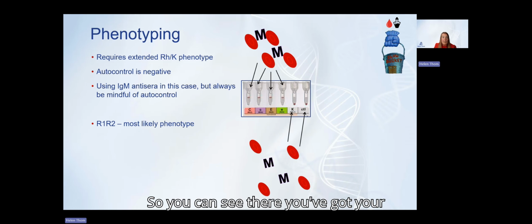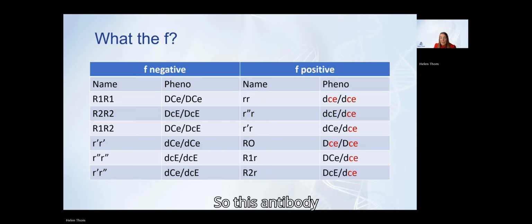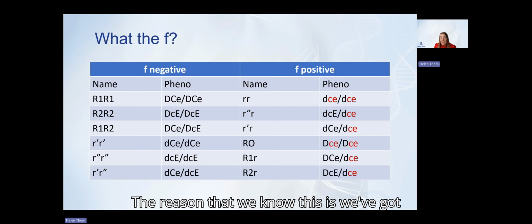So you can see there, you've got your positives and you'll have your negative control there. So this antibody is an anti-F. The reason that we know this is we've got to use the understanding of how antibodies behave. So what I have done here is I've put in some F negative and F positive phenotypes.